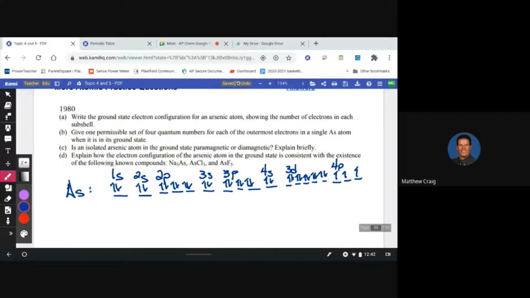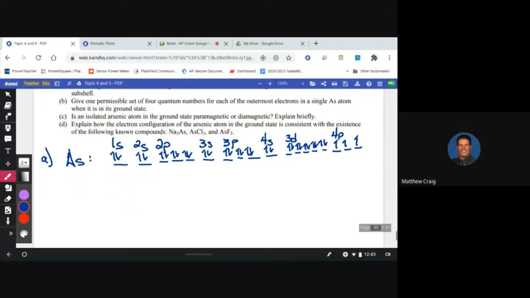All right. Showing the number of electrons in each subshell. That's it for A. B. Give one permissible set of 4 quantum numbers for each of the outermost electrons in a single arsenic atom. Give one permissible set of 4 quantum numbers for each of the outermost electrons in a single arsenic atom.